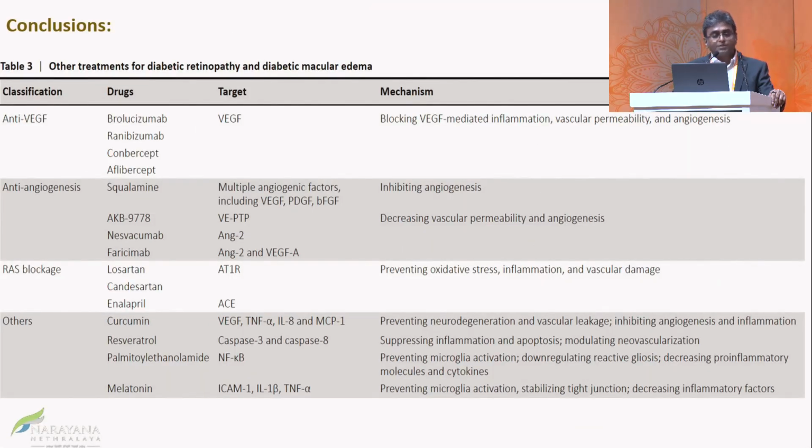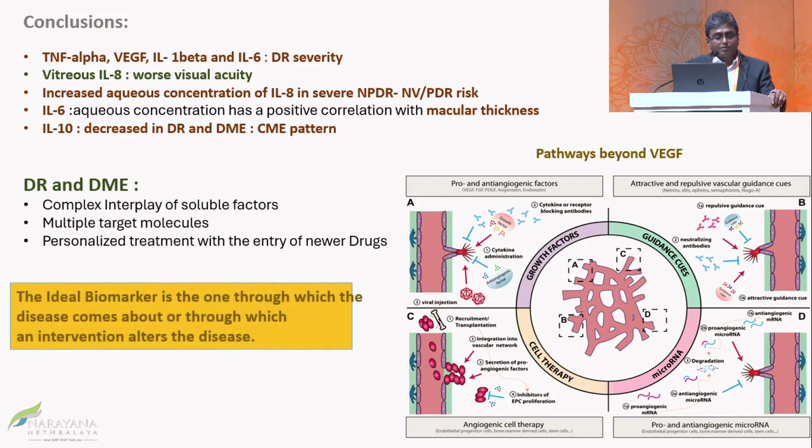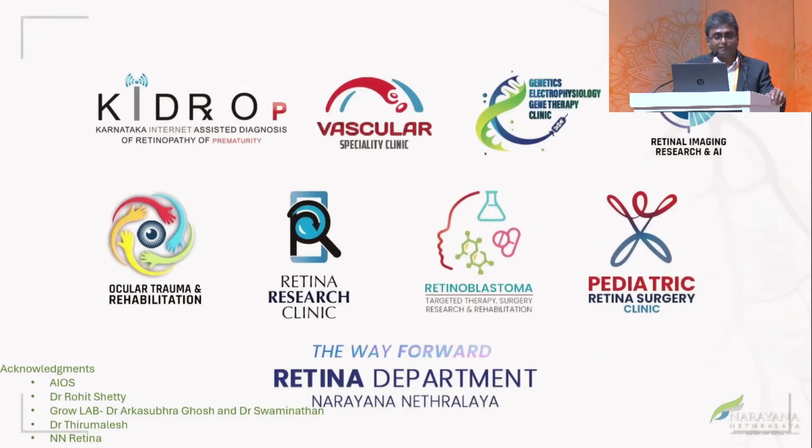Coming to the conclusions, we need to look beyond VEGF to treat these patients, but obviously R&D and the time it takes for these drugs to come out is quite long. These are the known biomarkers which can cause increased severity and poor response to treatment, and this is basically a complex interplay of soluble factors. So this can be considered in the future. This is the ideal biomarker: one through which the disease is tracked and where an intervention alters the disease as well. Thank you so much for your kind attention.